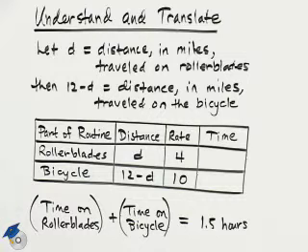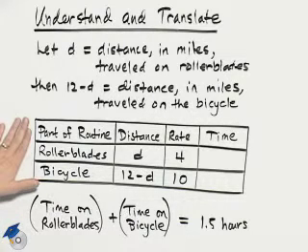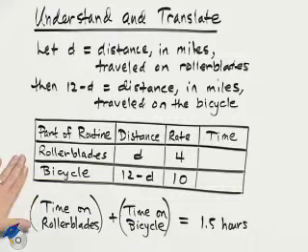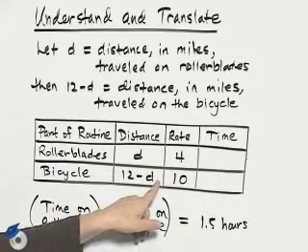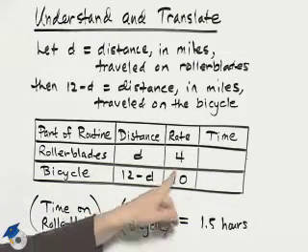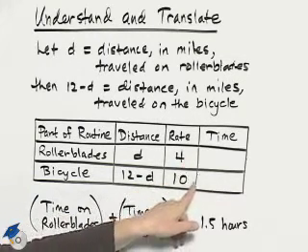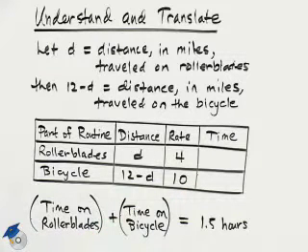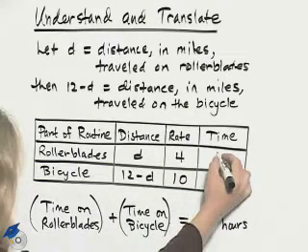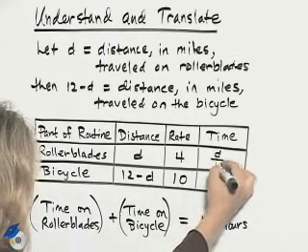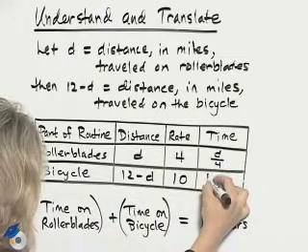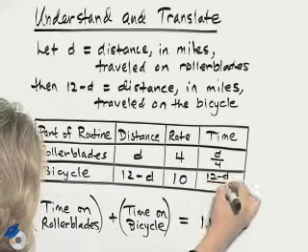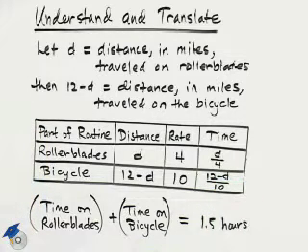I'll then organize my information in a table, with the part of the routine. One part is rollerblades, the other is the bicycle. We've defined the distance as D and 12 minus D. It was given that the rate on rollerblades was 4 and the rate on the bicycle was 10. The time can be found by taking distance divided by rate. So time will be D over 4 for the rollerblades and (12 minus D) over 10 for the bicycle.